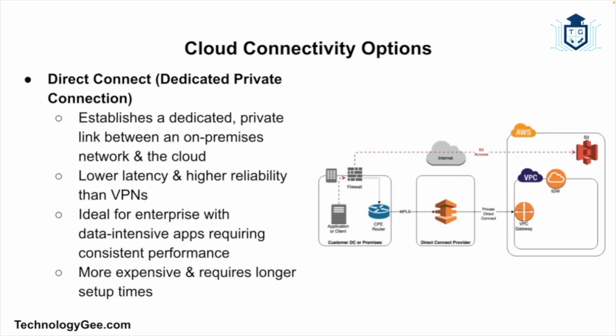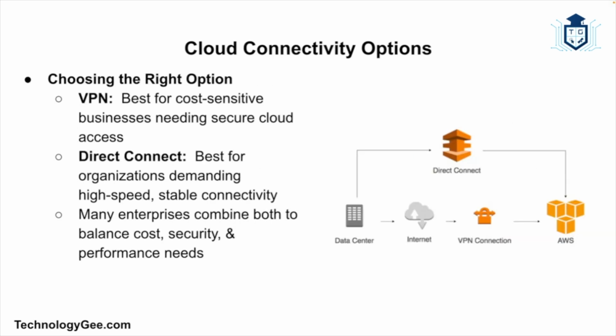They are cost effective and straightforward to set up, and they are suitable for small to medium-sized businesses with limited budgets. And then we have what is called Direct Connect, and this provides a dedicated private connection between an on-premises network and the cloud. It offers lower latency and higher reliability compared to VPNs, and it is ideal for organizations requiring consistent, high-performance connectivity, such as in data-intensive applications. Now, both options serve different needs, and organizations often choose based on performance requirements and budget constraints.